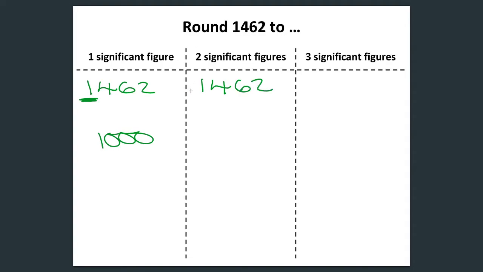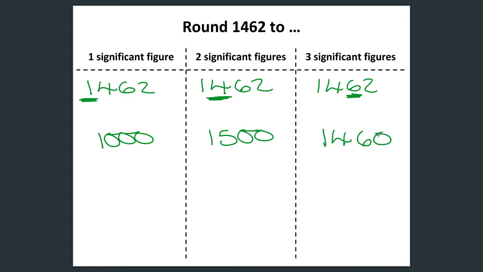Okay, this is our first significant figure. This is our second significant figure. So this time in this question, it's the same as rounding to the hundreds, meaning it's going to be 1,500. And lastly, we want our third significant figure. So first, second, third. So this time it's the same as rounding to the tens, 1,460.